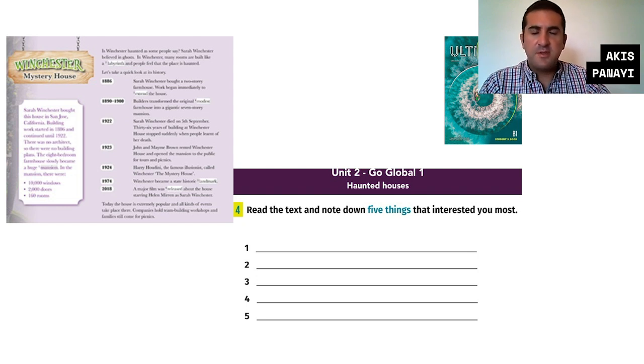In the next task, after the students have listened to the information, now they read about haunted houses. They gather more information. And the task here asks them to read the text and note down 5 things that interested them the most. So here we move from low-level thinking skills to high-level thinking skills, where they have to analyze the information that they read in the text. They have to analyze the information and note down 5 things that interested them the most.